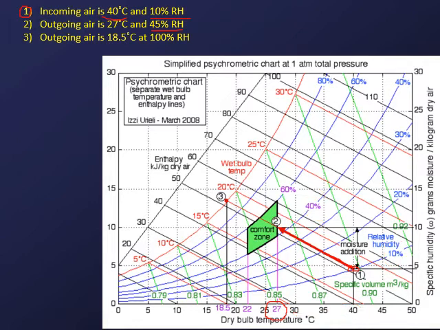That's fairly dry, but in another scenario, if you look at going from 40 to 100% humidity, so 10% to 100%, we're going to go from a low humidity all the way to saturated, which would cool the room down to 18.5 degrees Celsius.